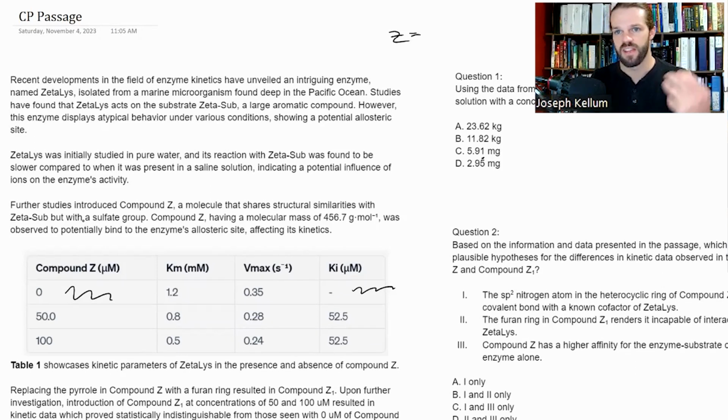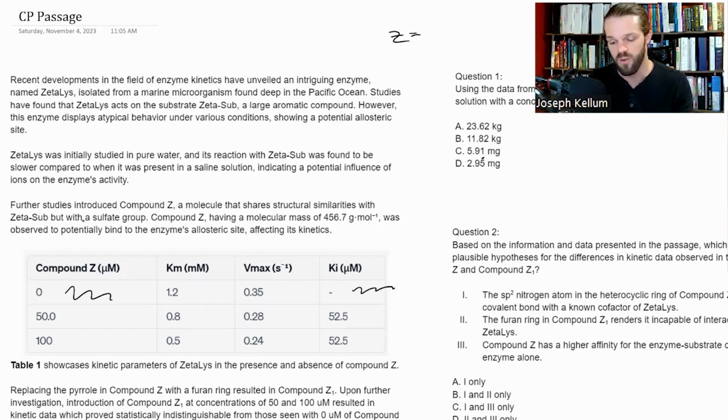That is just an insight to the fact that Ki is an equilibrium constant. It's saying this is the concentration we need of the inhibitor to reach 1/2 of our inhibition effect, let's say. And so Ki is not going to change relative to how much inhibitor you have present. And you can see that Km and Vmax both do change here.